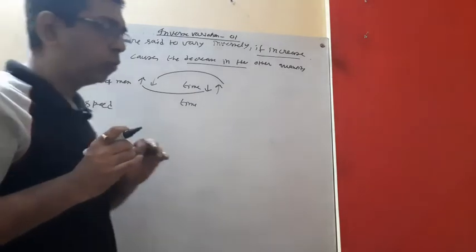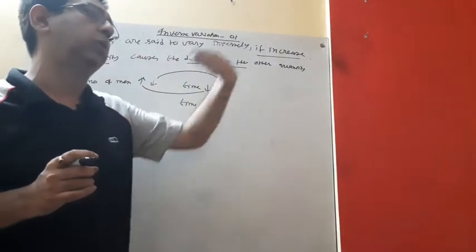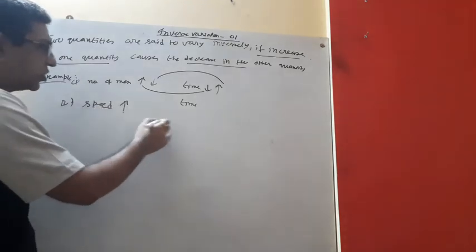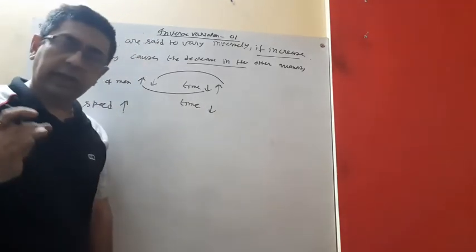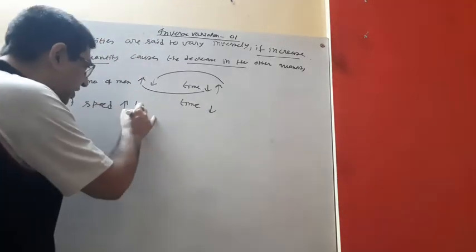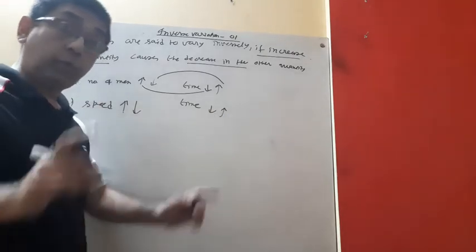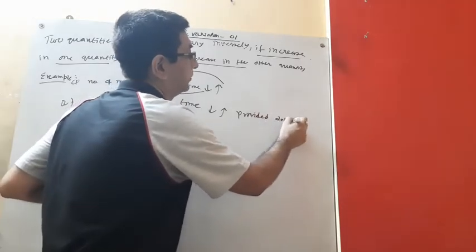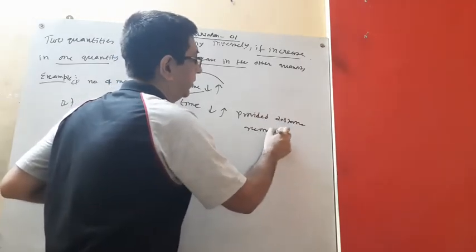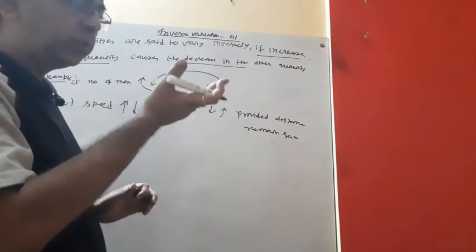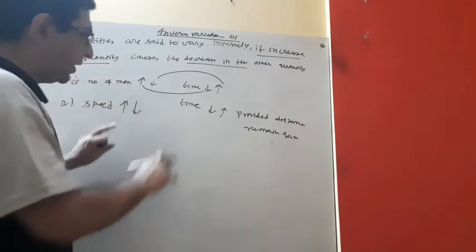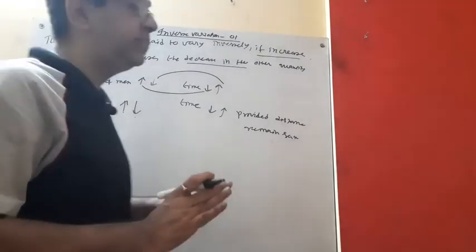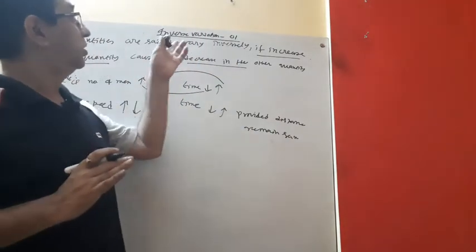Speed. Suppose we have to go a distance. Suppose I have to go from here to Gadia. If I increase the speed, the time required will be very less. But if we decrease the speed, it will take more time, provided distance remains same. That is, more the speed, less amount of time. Less the speed, more time is required. This is the basic of inverse variation.